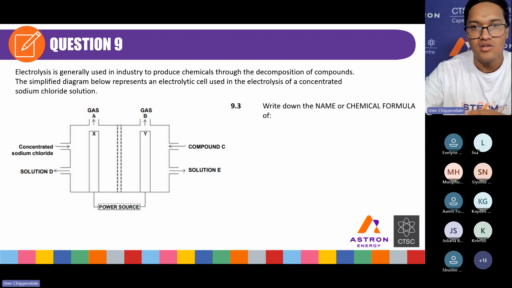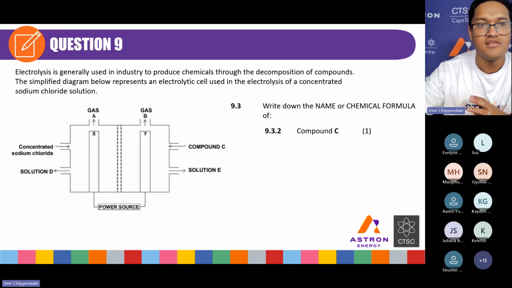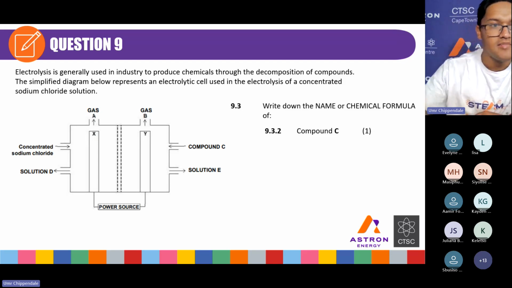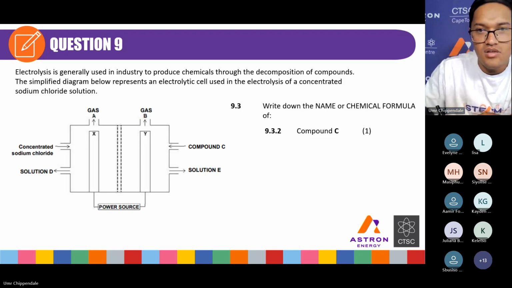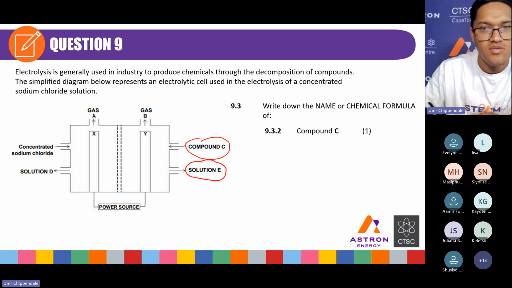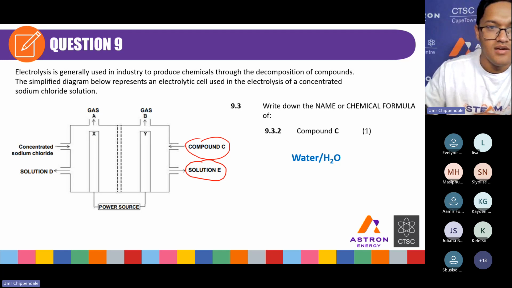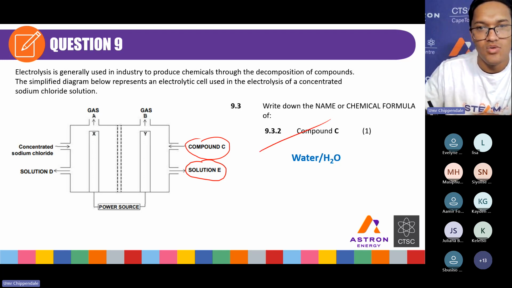Then the part that's not going to be marked again was 9.3.2, compound C, because they did not tell us too much information about this solution E. You see, this was unknown, and here was unknown. Eventually, what's supposed to be there was water. That was not known, so this was also a skipped question.